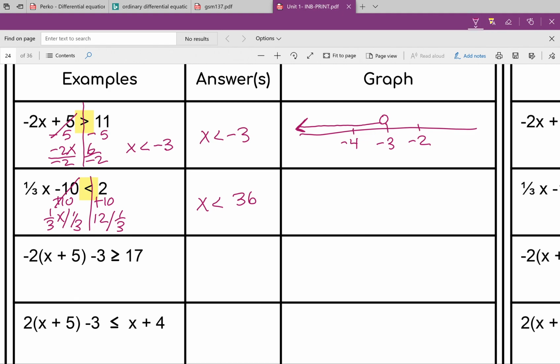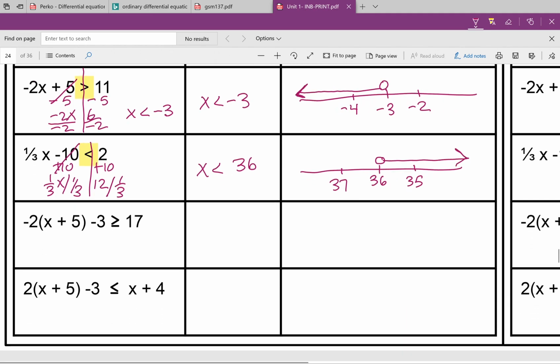Okay, so if I was to graph this, I have 36. Let's do a number smaller and a number bigger. This says x is less than 36. We need all the numbers that are less than 36, so this way. Notice I wrote the numbers on the number line. That kind of determines what direction I'm going. And then since this is a less than symbol, it's going to be an open dot. Okay, let's look at the next one.